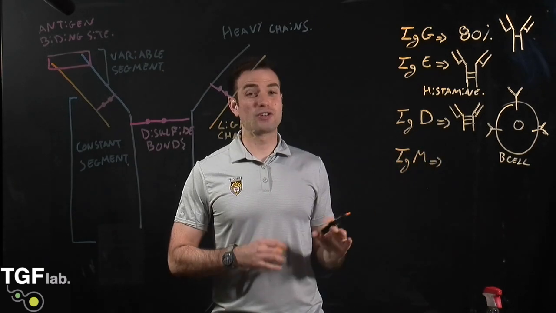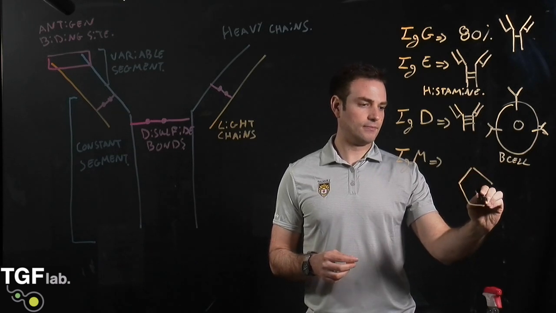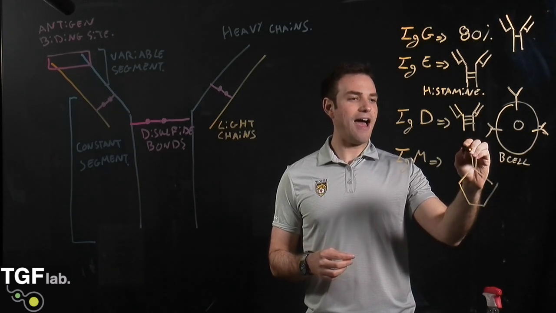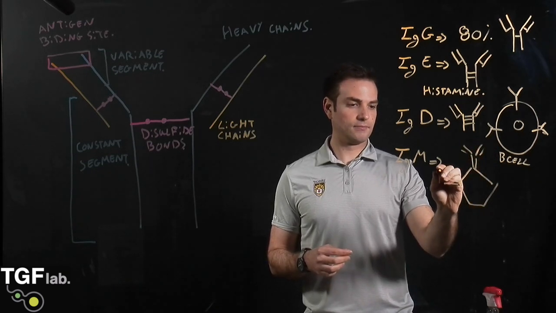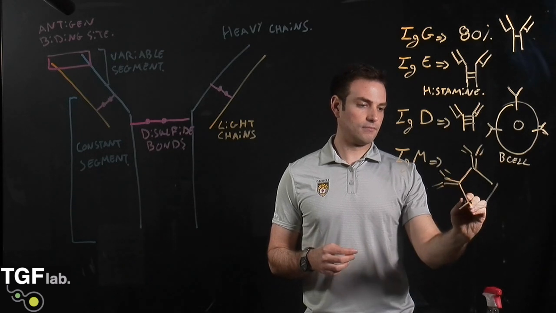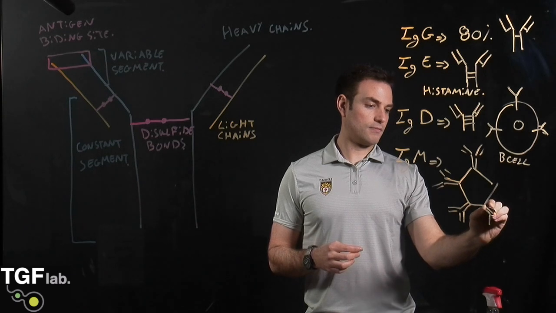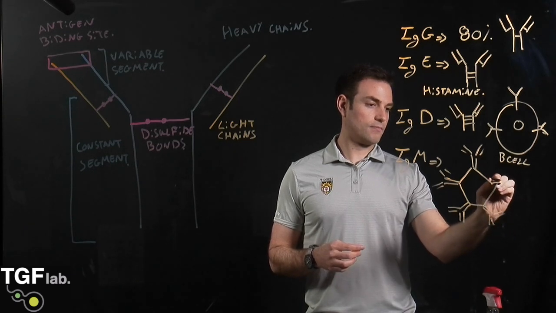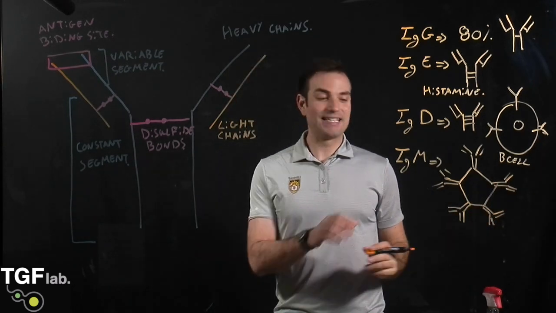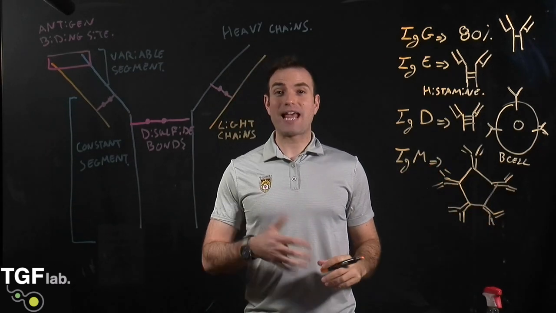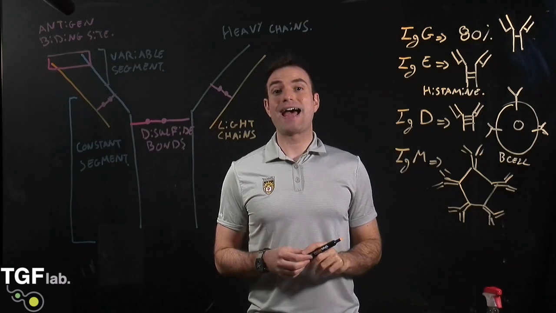Then we also have the IgMs. The IgM structure is very different and is this pentagon in which we have 5 different antibodies. And these IgM are going to be the first antibody that is secreted when we encounter an antigen.